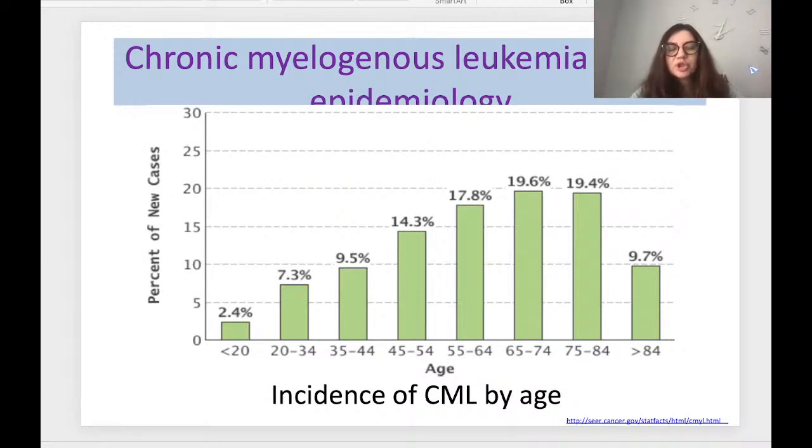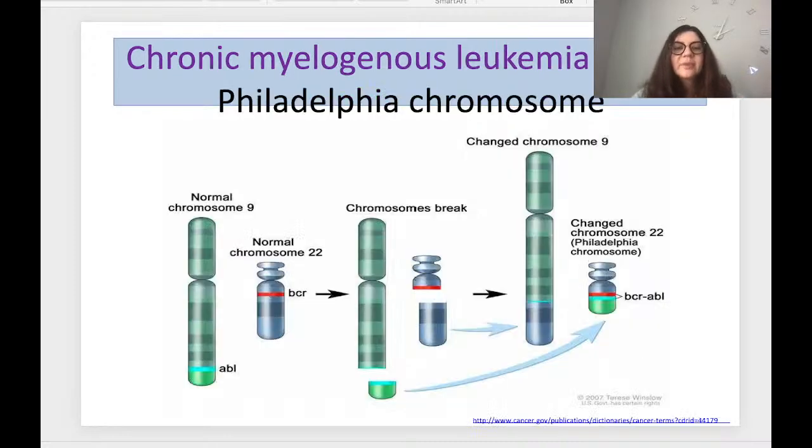Regarding the incidence and epidemiology of chronic myelogenous leukemia, you see that it increases with age and reaches its peak at nearly 65-75. You see this typical prognostic risk factor, and maybe even the etiology of chronic myelogenous leukemia: the presence of the Philadelphia chromosome, and you see how it looks compared to the normal one.